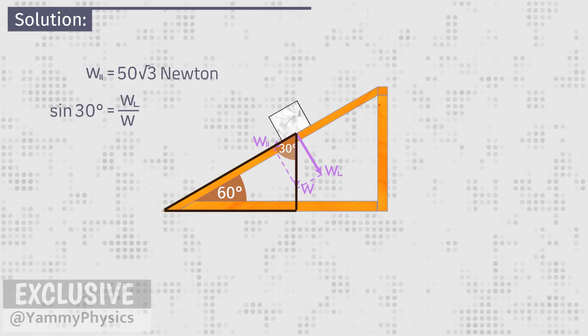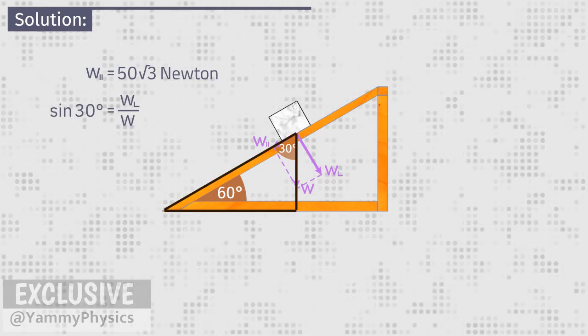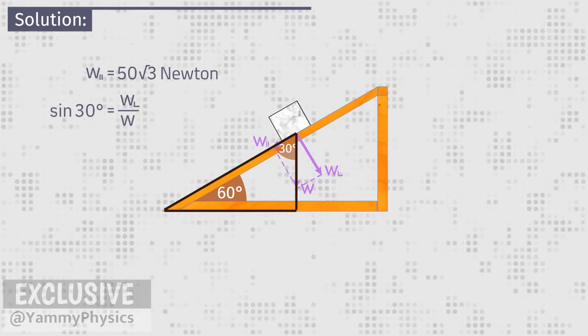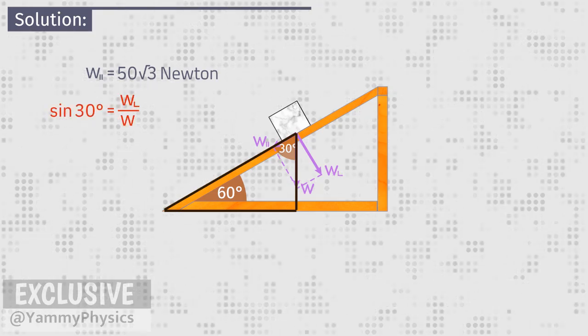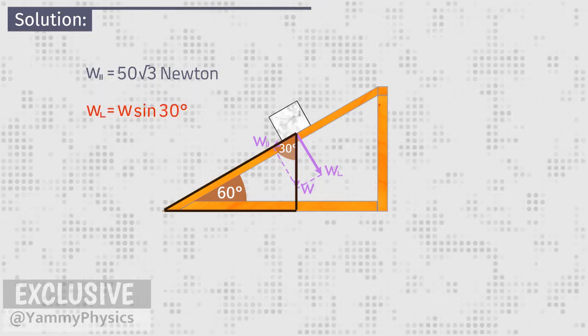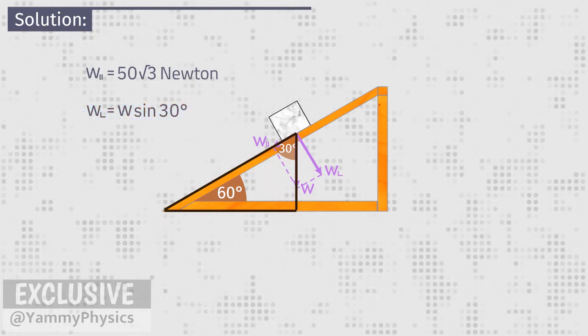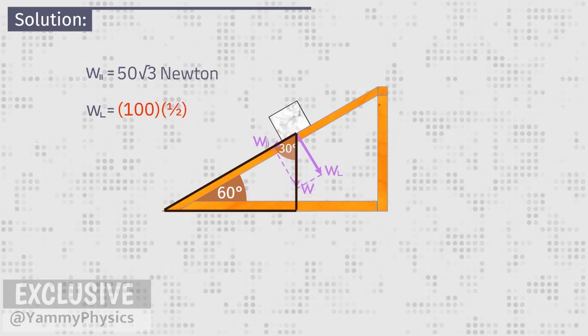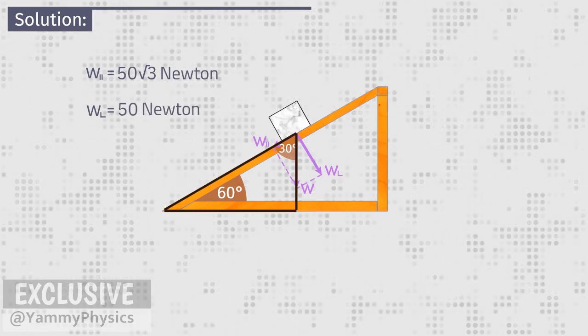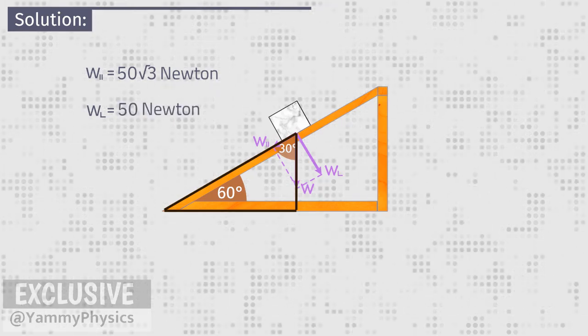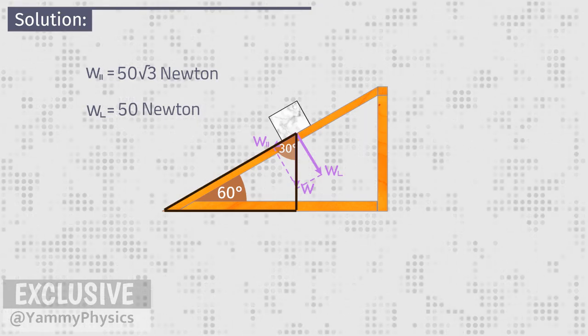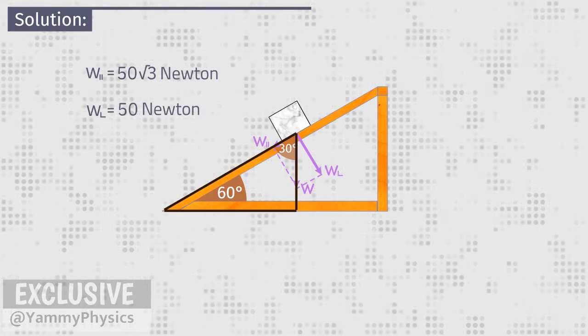Next, the sine of 30 degrees is W perpendicular over W. From here, W perpendicular is equal to W sine 30 degrees. Plugging in the values of W and sine, W perpendicular is equal to 50 newtons. This is the component of the weight vector asked by the question.